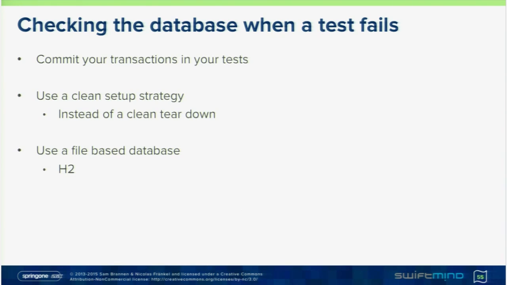There are other strategies, like clean teardown, meaning at the end of the test you remove everything, and then you've got no trace of what happened. And finally, my recommendation would be not to use an in-memory database, because at the end of the test the JVM ends, and so does the data. So use a file-based database, and H2 does both. You can use memory if you need to be very fast, and file-based if you need to check what happens afterwards.